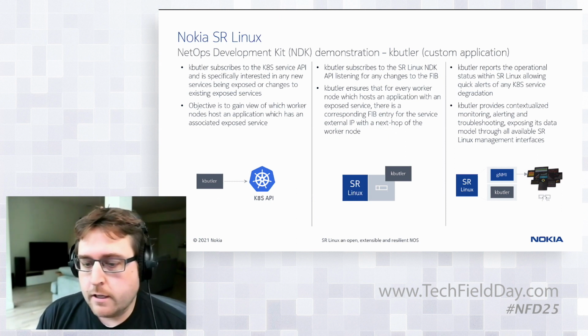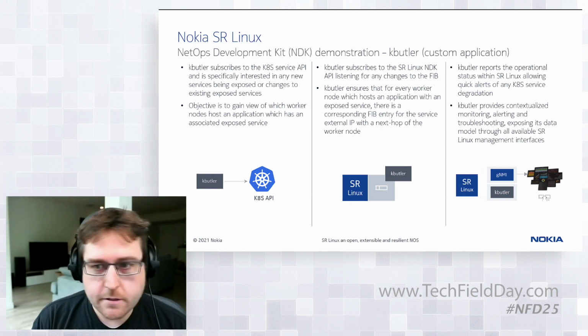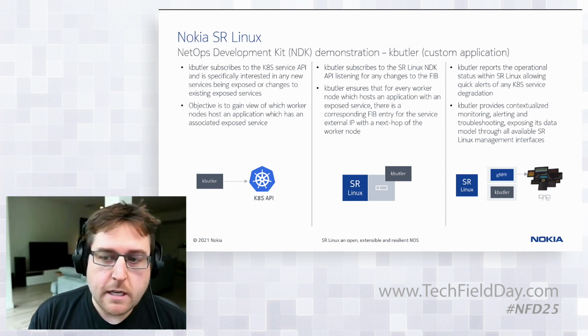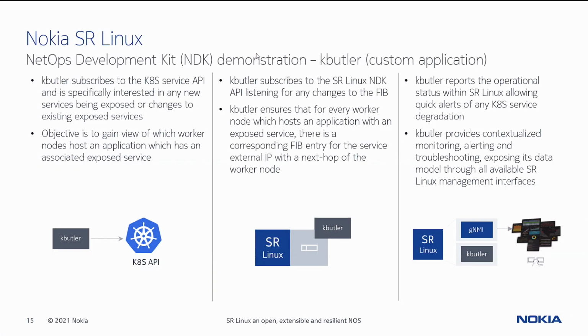So what we tried to do is have an application that would run on this device, which itself is going to speak to the Kubernetes controller API. This application is going to subscribe to Kubernetes. It's going to understand the Kubernetes view of the world. It's going to subscribe to our NDK on the local device, and it's going to subscribe to the FIB, right? So we're looking for FIB changes. And really, its goal is to try and correlate that information, right?